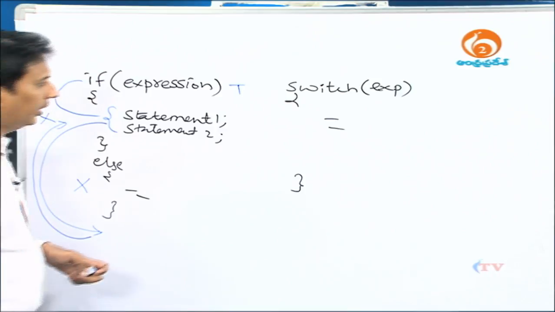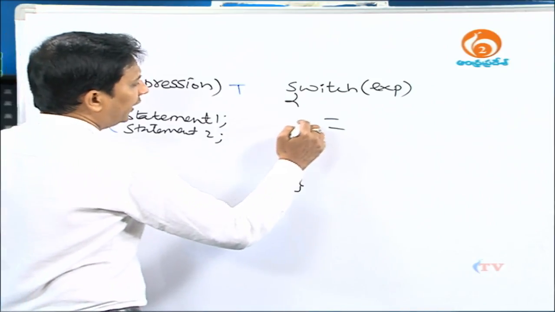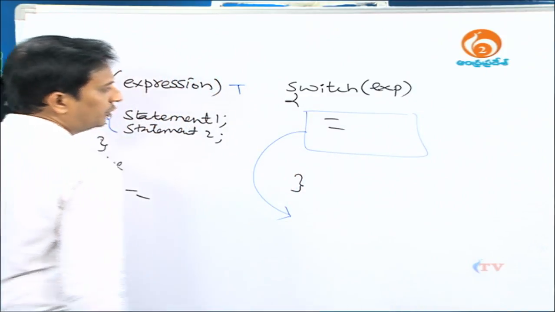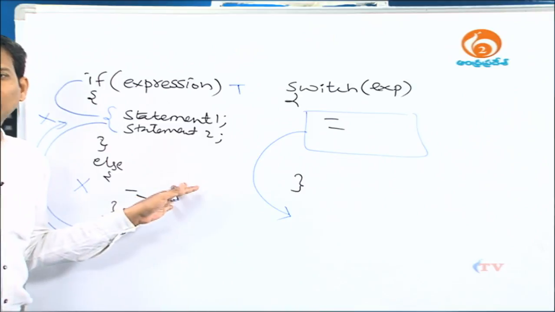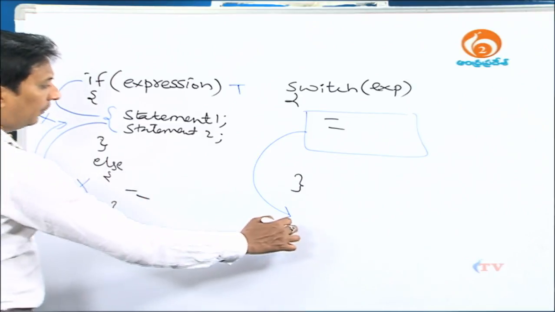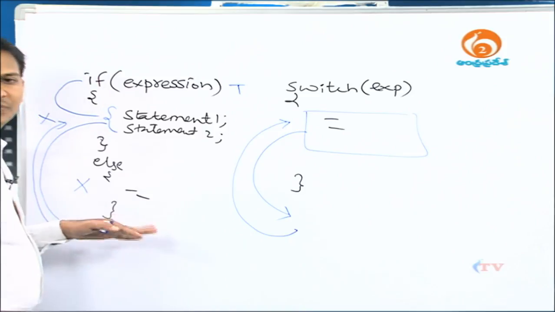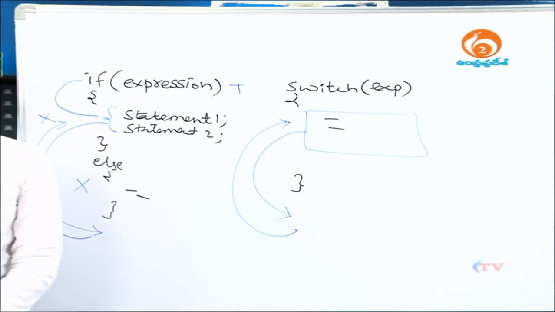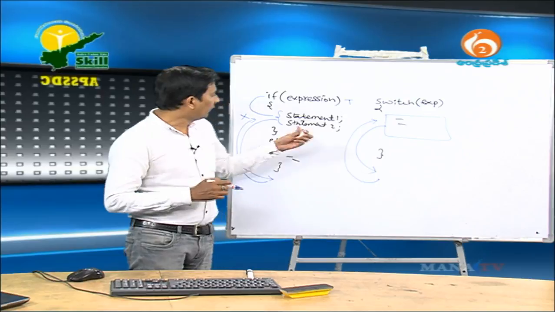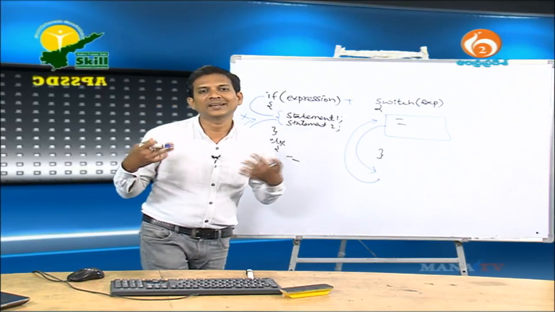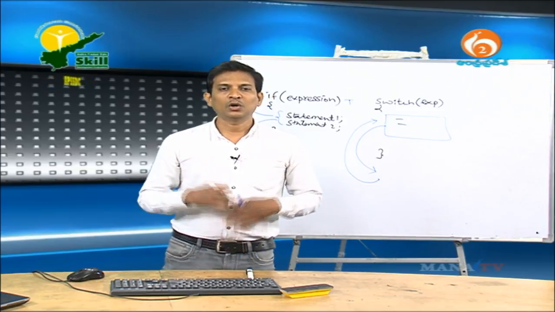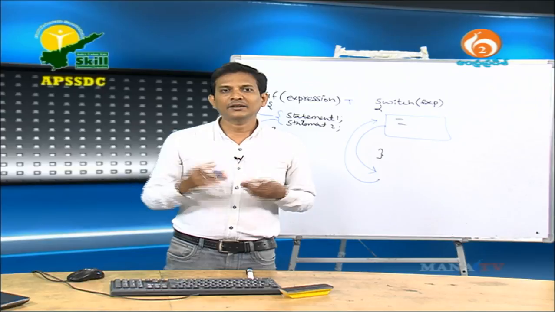Here also the same thing. After executing this one, control comes out of the switch block. If I want to execute the same block repeatedly, it is not possible by using the conditional statements. So, to avoid such a problem, sometimes you want to execute the same kind of statements repeatedly.